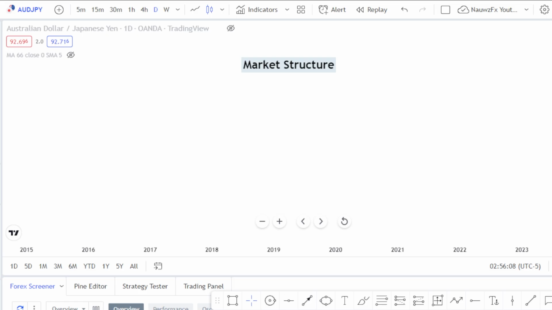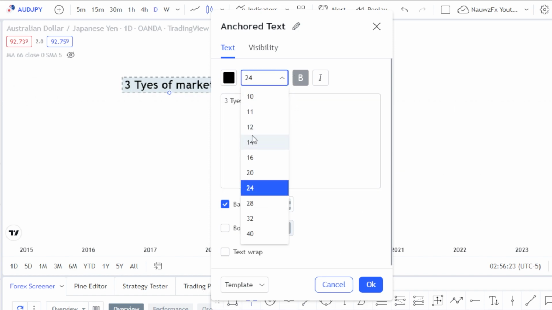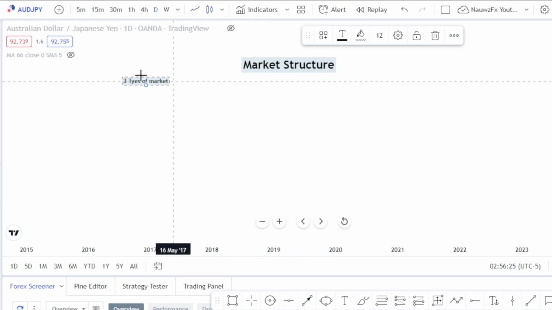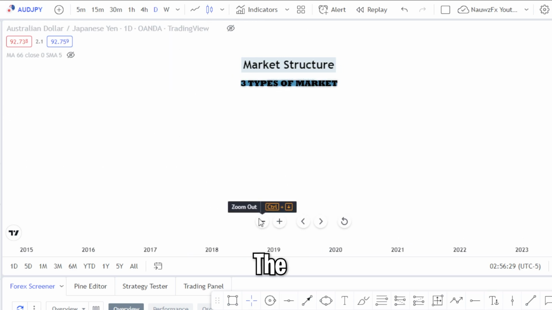So we have 3 types of market, right? So let's get that jotted down. 3 types of market. Okay, so that's 3 types of market that we have. We're going to take a look at the first one. And the first type of market structure that we have is a market that is in an uptrend. So I'm going to show you guys what that structure looks like.